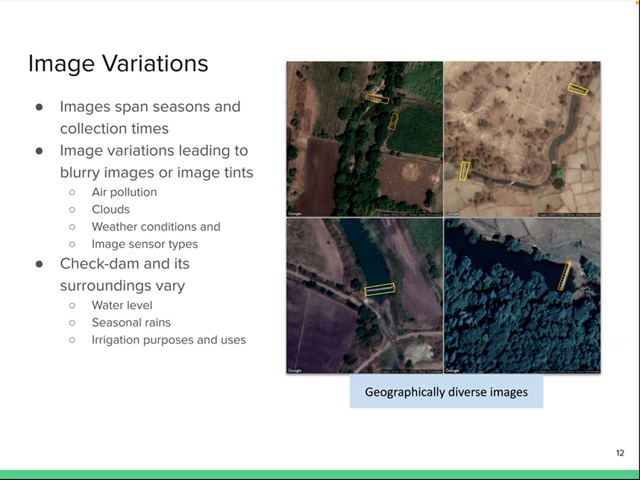Moreover, there are wide variations in the surrounding vegetation even under a small geographical area. An object captured from one angle may cast a shadow and appear differently based on the time of image capture. Also, the presence of trees and surrounding vegetation may occlude the check dam. Moreover, a check dam and its surrounding appearances vary depending upon the water level, seasonal rains, and the irrigation purposes.